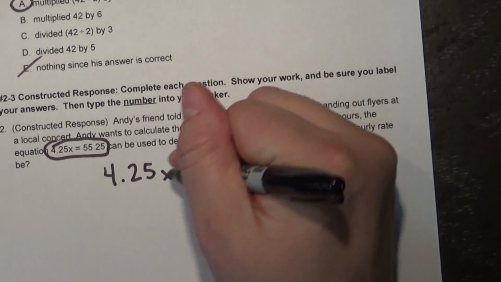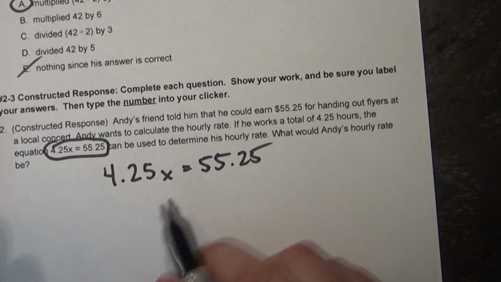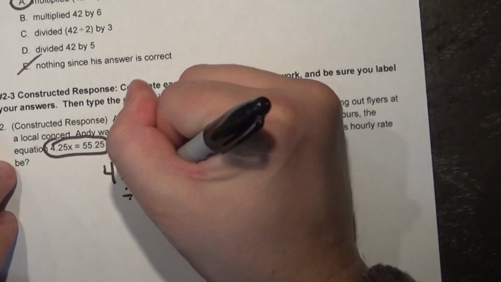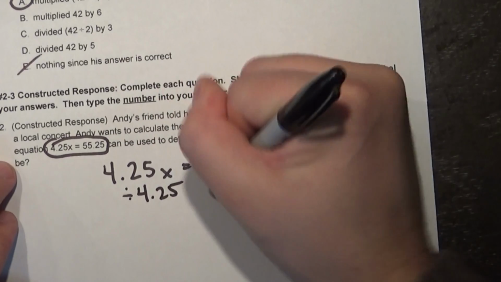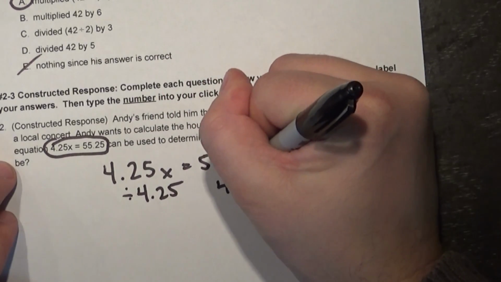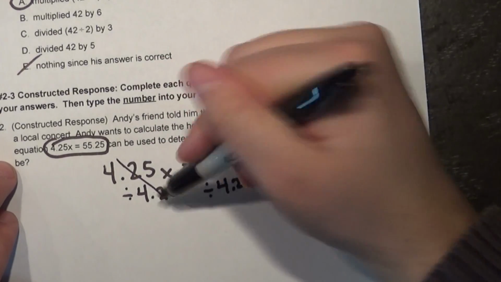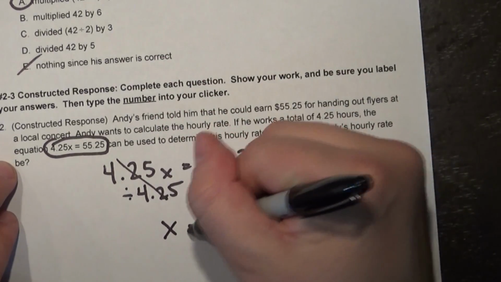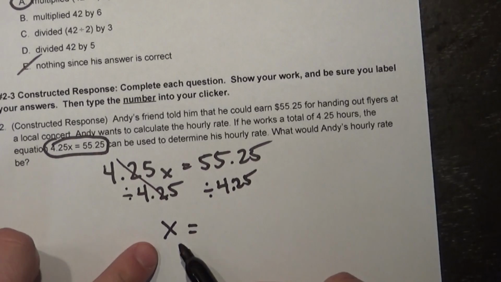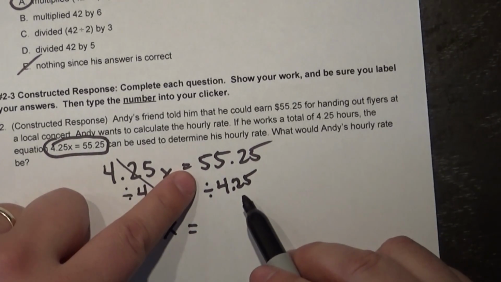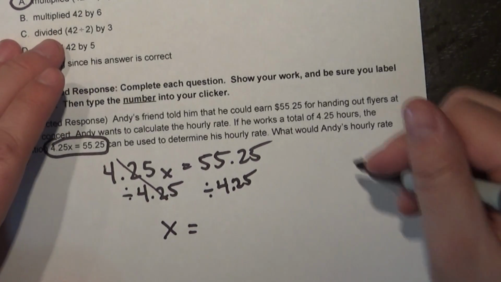So in order to do that, I have 4.25 times x. I'm going to divide by 4 25/100 on both sides. When I do that over here, that cancels out. All I have is x, and that's what I want. I want that x to be alone. Here I have a division problem where I have to actually do the division. I have to do the steps.